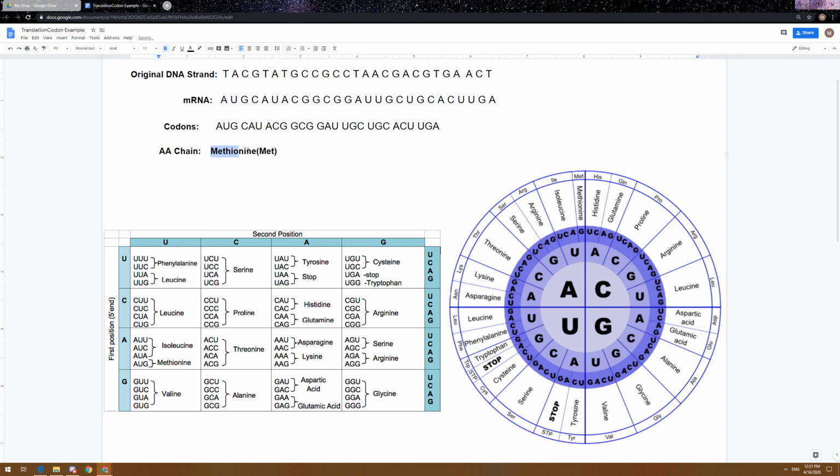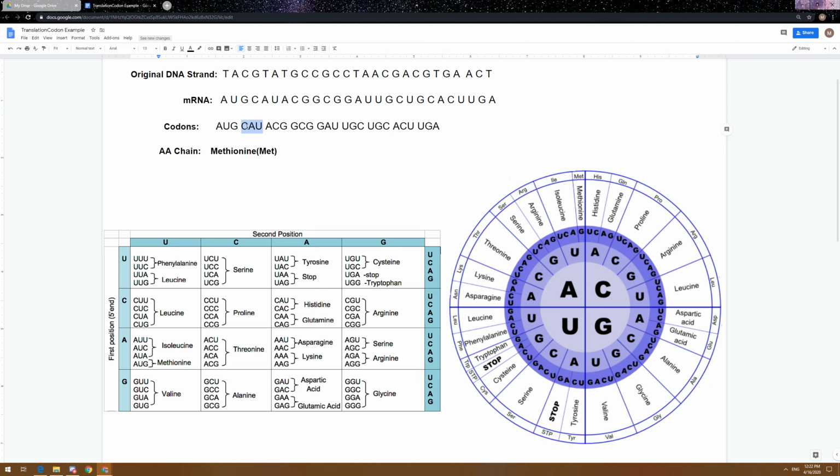And that's our first codon, and that's how we found it, using the codon chart. Our second one, let's use the codon wheel for this one. I like the codon wheel a lot better. It's a lot easier for me personally to use than the codon chart, but it's all up to you which one you find is easier.